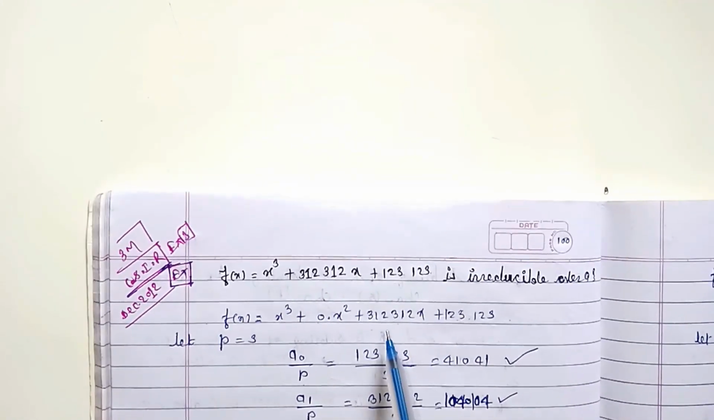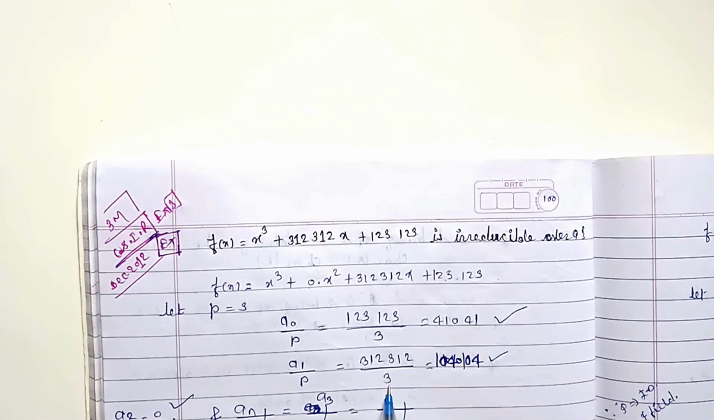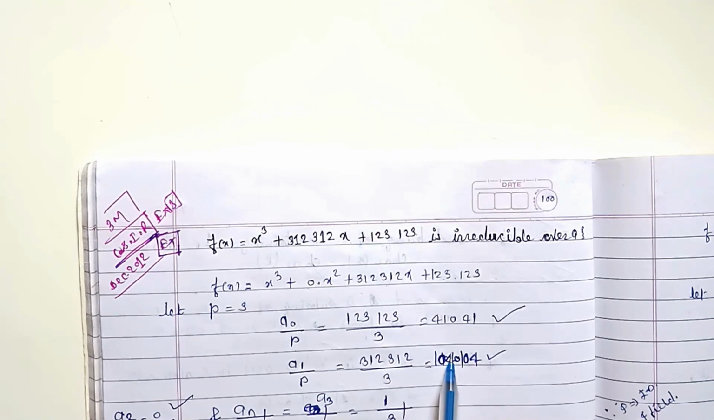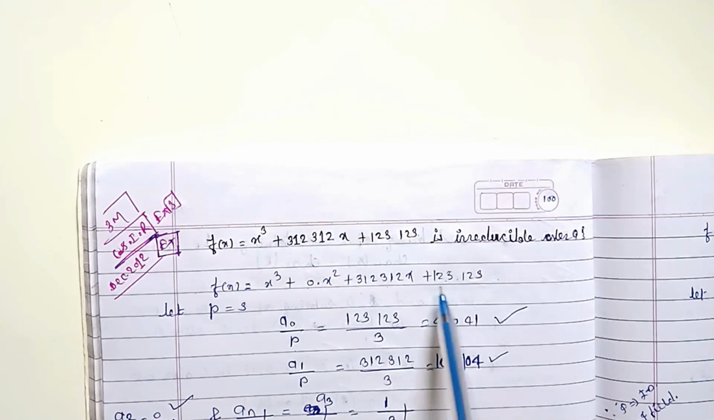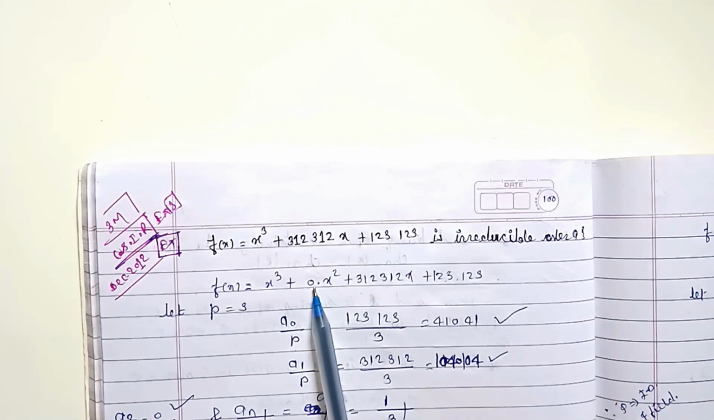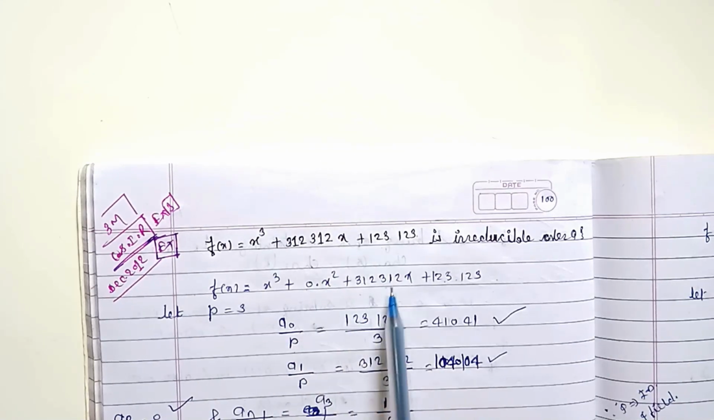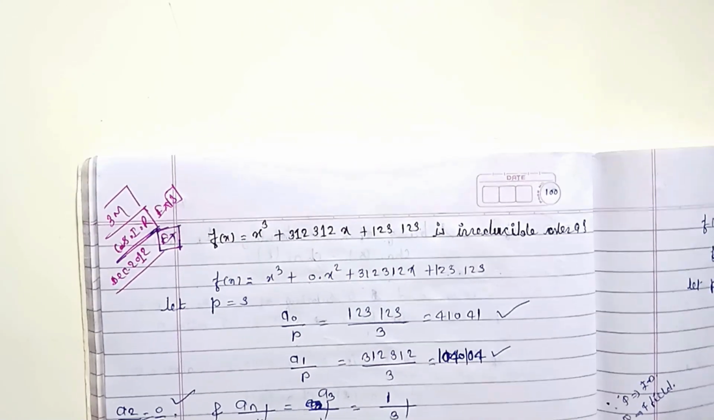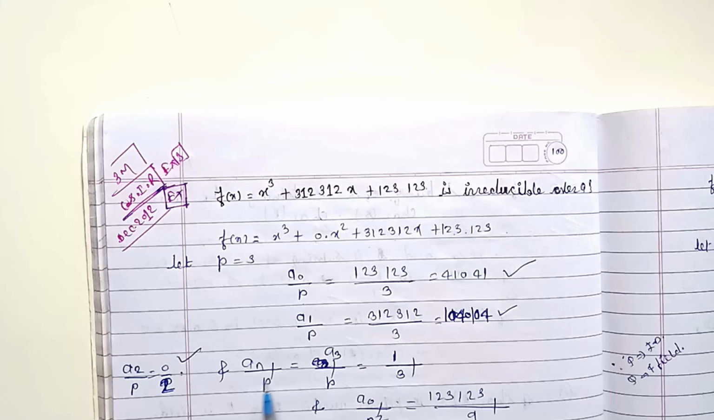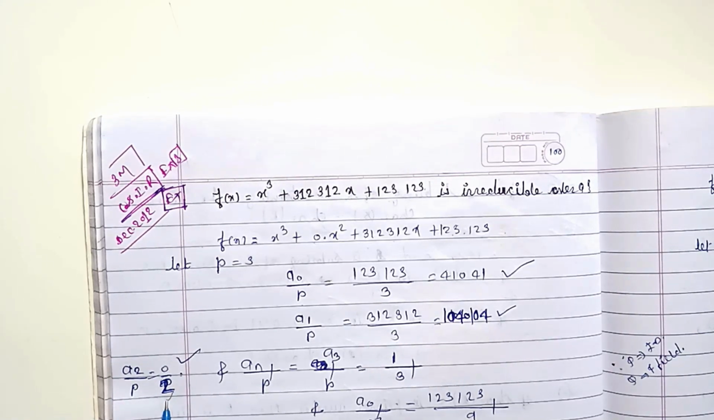Now the second, a1 is 312. 312 also gets divided by 3. It is also an easy division that you can do. Again, the coefficient that is equal to 0 is also divided by 3. That means 0 by 3 exists. So 0 by 3 also exists here.